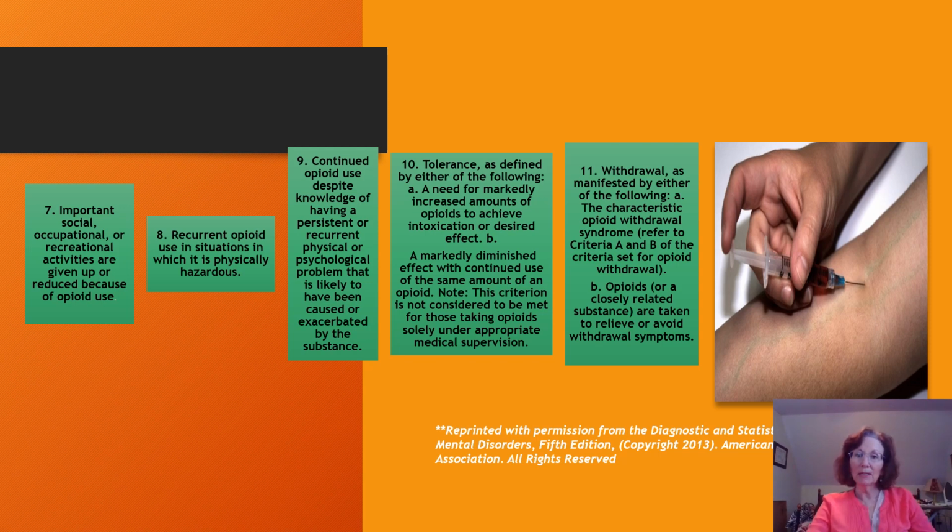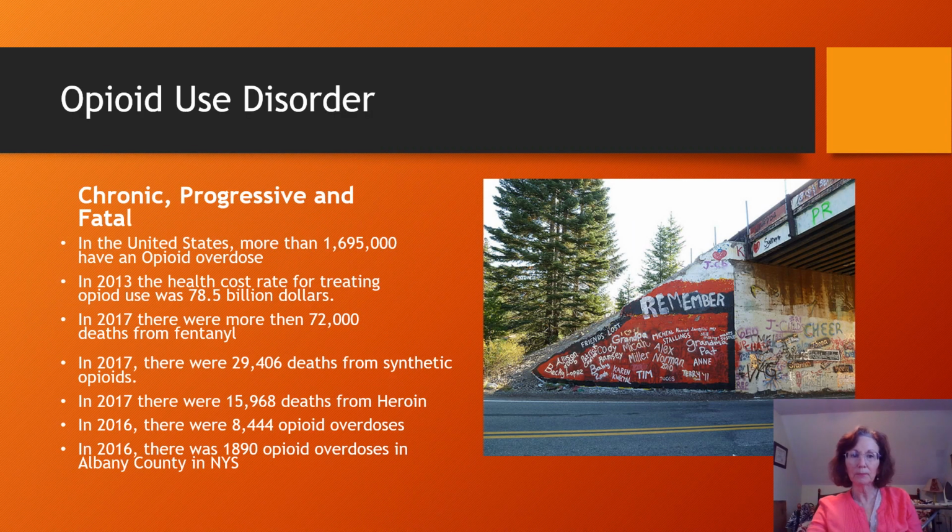Withdrawal as manifested by the following: opioid withdrawal syndrome. Opioids are closely related and taken to avoid or relieve withdrawal symptoms. Opioid use disorder is chronic, progressive, and fatal.